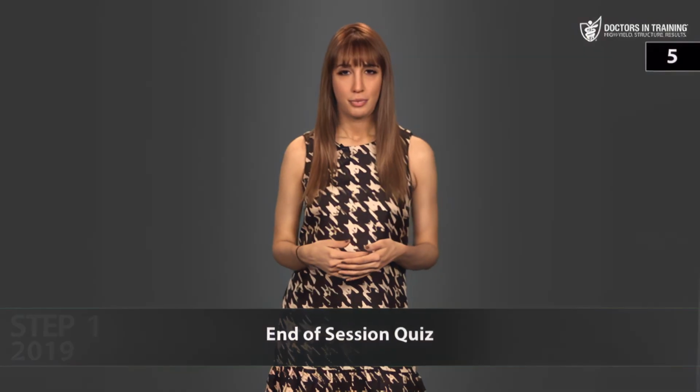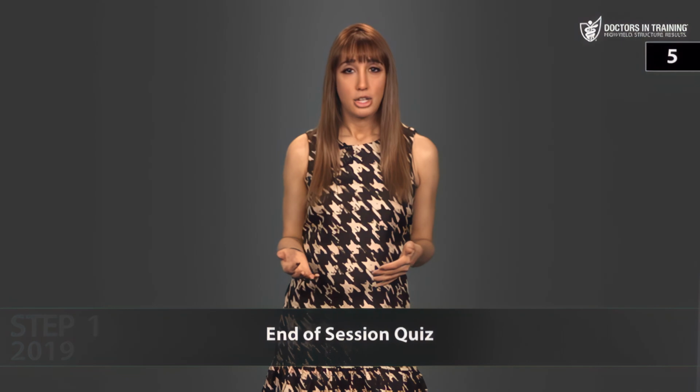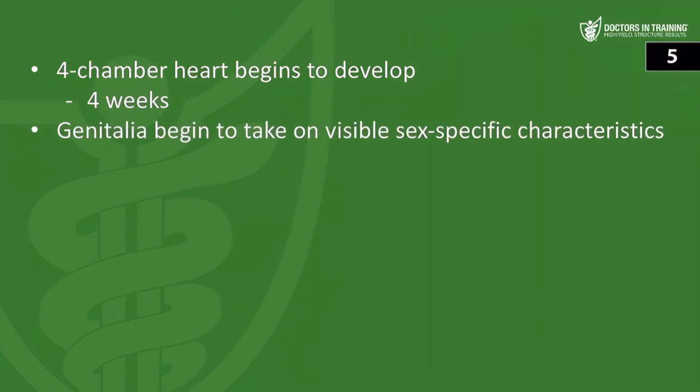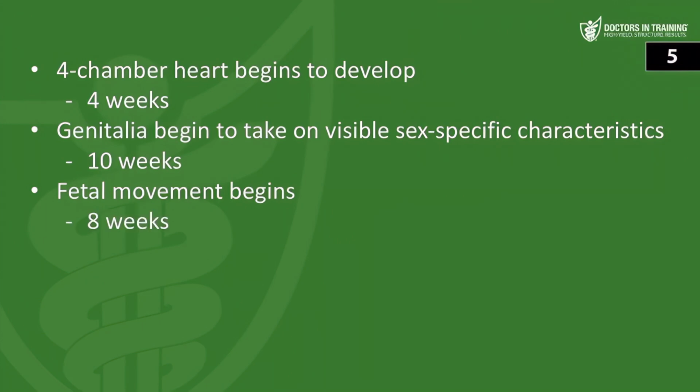And the last question, at what developmental age does each of the following events typically take place? 4-chamber heart begins to develop. That's 4 weeks. Remember, 4-chambered heart, week 4. Genitalia begin to take on visible sex-specific characteristics. That's at 10 weeks. Fetal movement begins. Movement has 8 letters, so that's 8 weeks. Limb buds begin to form. 4 weeks, 4 limbs, week 4.